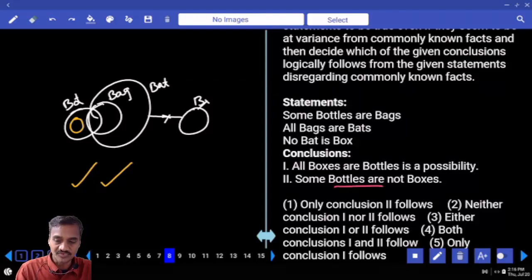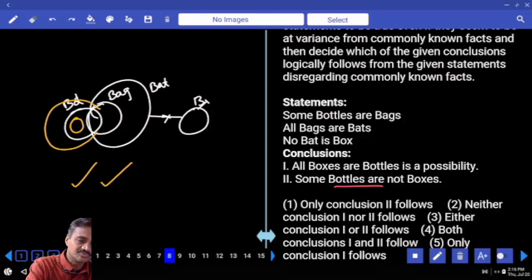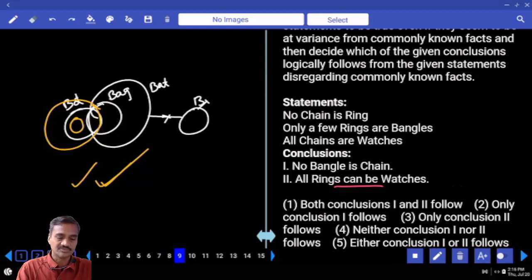Now to make this one false, I need to prove all bottles are boxes. All bottles are boxes means is it possible to bring boxes like this? No, hence an alternate diagram cannot be drawn, this will be true forever. Hence both 1 and 2, and that is the choice for question number 8.